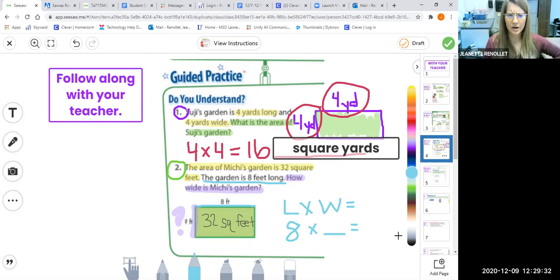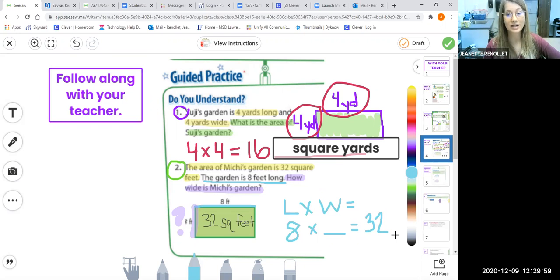And do I know the area? I do know the area. They told me in the text. The area of Mitchie's garden is 32 square feet. Okay, so the area, the product, is 32. So now I have an equation: 8 times blank equals 32 square units inside.